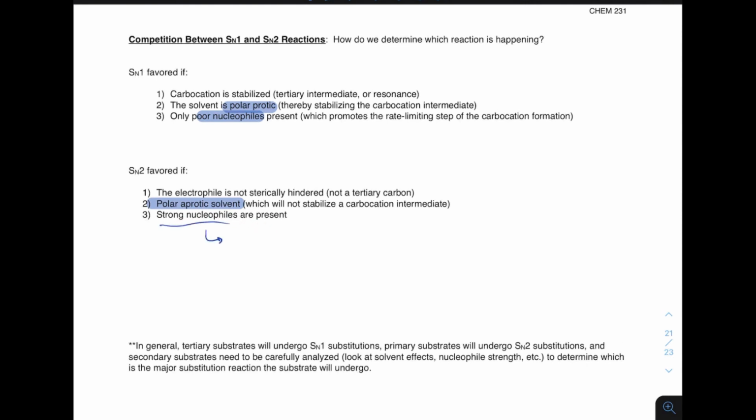And this is important because we know that SN2 reactions are second order reactions, which we know are dependent on the nucleophile concentration and the electrophile, right? So if we have a stronger nucleophile present, we know this will help promote that reaction. But in general, to make it a little more succinct, tertiary substrates will undergo SN1 substitutions, and primary substrates will undergo SN2 substitution.